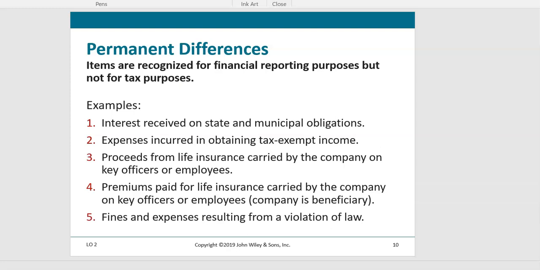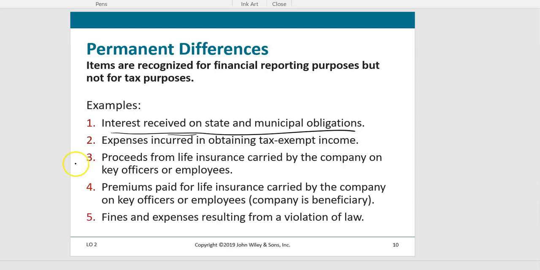The biggest example, one of the most common things that we see in the real world, is interest received on state and municipal bonds. So a company invests in state municipal bonds and then receives the interest on them. Well, that's interest revenue for GAAP. If you earn interest, that's interest revenue under GAAP. But the tax code says you can specifically not record that as your taxable income. So your taxable income would always be lower than your GAAP income as long as you're receiving interest on this. This is just a permanent difference.